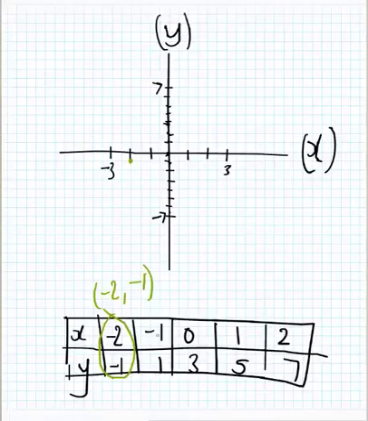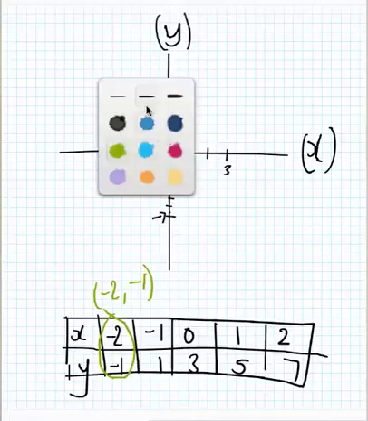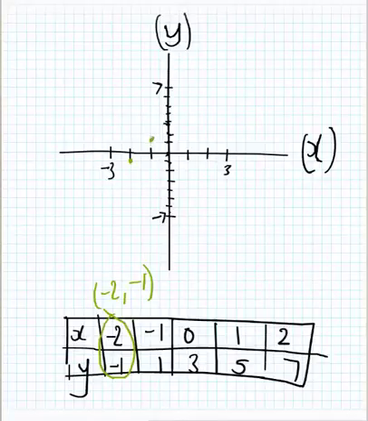Okay, next point. When x is -1 and y is +1. X is -1, it's here, and y is +1. It's just there. There we go. Next one, when x is 0, right in the middle, y is positive 3. So 1, 2, and 3. That is right on the y-axis.